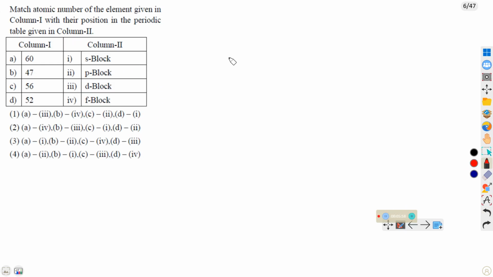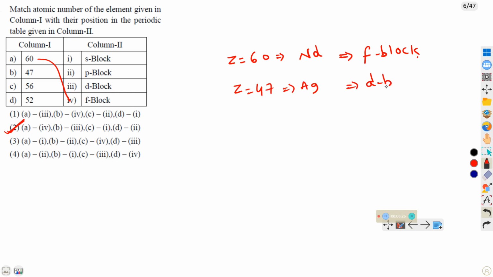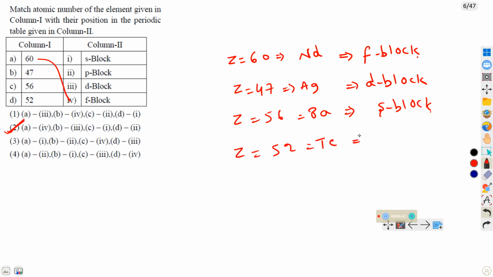Match the following. Atomic number 60. Element is neodymium. Neodymium belongs to F block. F block. A4. How many options are there? Only one option. Second option is correct. Atomic number 47 is silver. Silver belongs to D block. Atomic number 56 is barium. Barium belongs to S block. Atomic number 52 is tellurium. Tellurium belongs to P block.